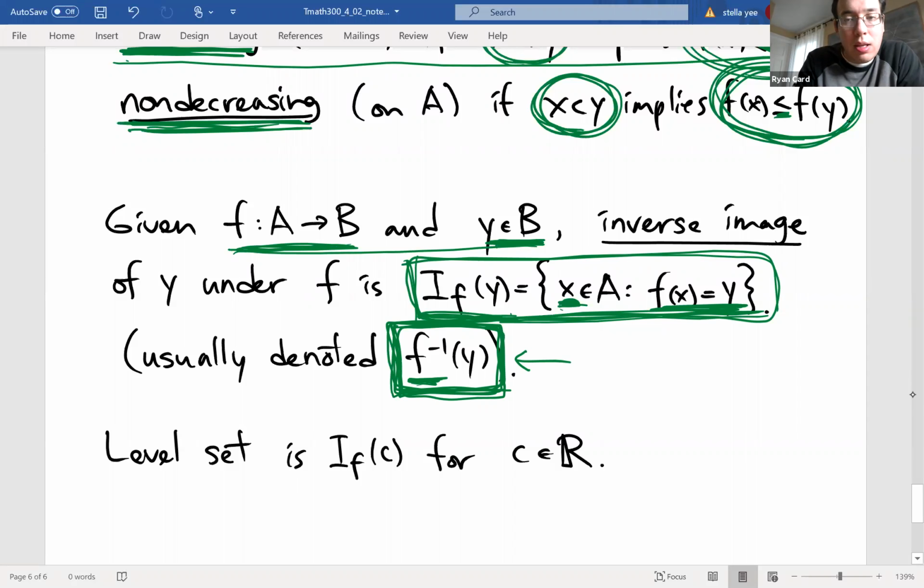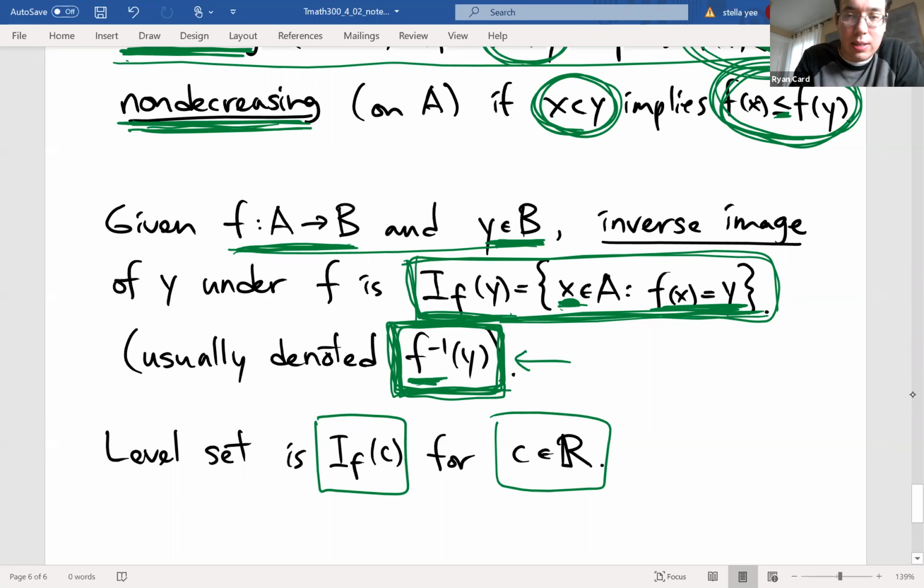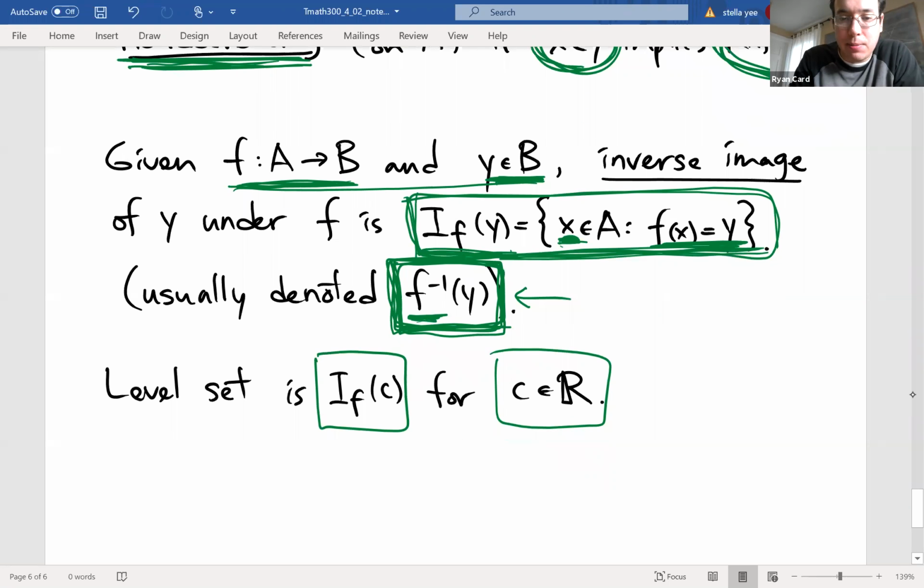Okay, so when you talk about inverse images, and you're talking about a real function, if the output is the real numbers, then sometimes this inverse image is called the level set as well. That might be something that you've heard in a Calc 3 class. So hopefully that makes sense.